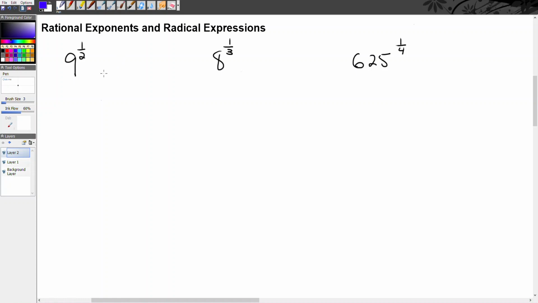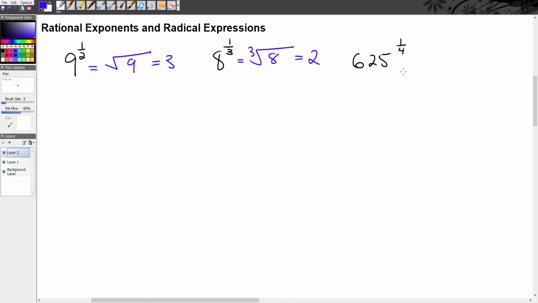So for example, 9 to the half power is the same as the square root of 9, which is 3. So if 9 to the half power represents the square root of 9, what does 8 to the 1/3 power represent? Well, it represents the cube root of 8, which means what number raised to the third power equals 8, or what number multiplied by itself 3 times equals 8? The answer to that is 2.